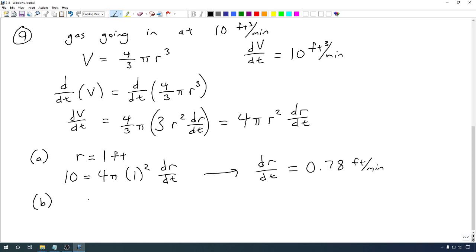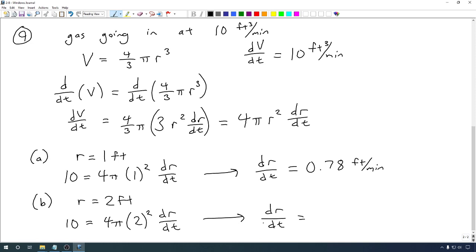In part B, they're asking the exact same question, but now they're saying the radius is 2 feet. But I'm doing the exact same thing. Instead of putting a 1 in here, I'm going to put a 2. So we still have 10 because we still have the same rate of change of the volume. So 10 equals 4 pi 2 squared dr dt. We're still basically taking 10 divided by 4 pi, but then we also divide it by another 4.